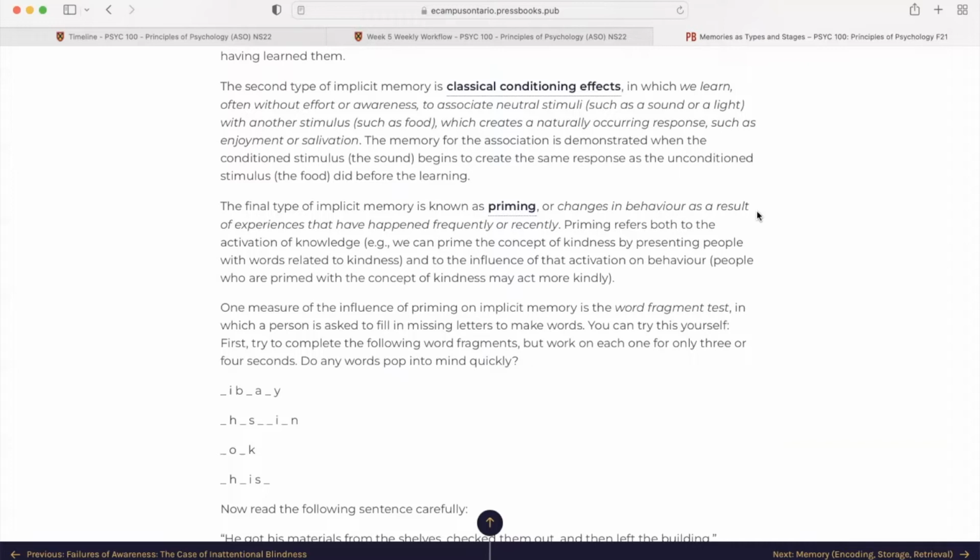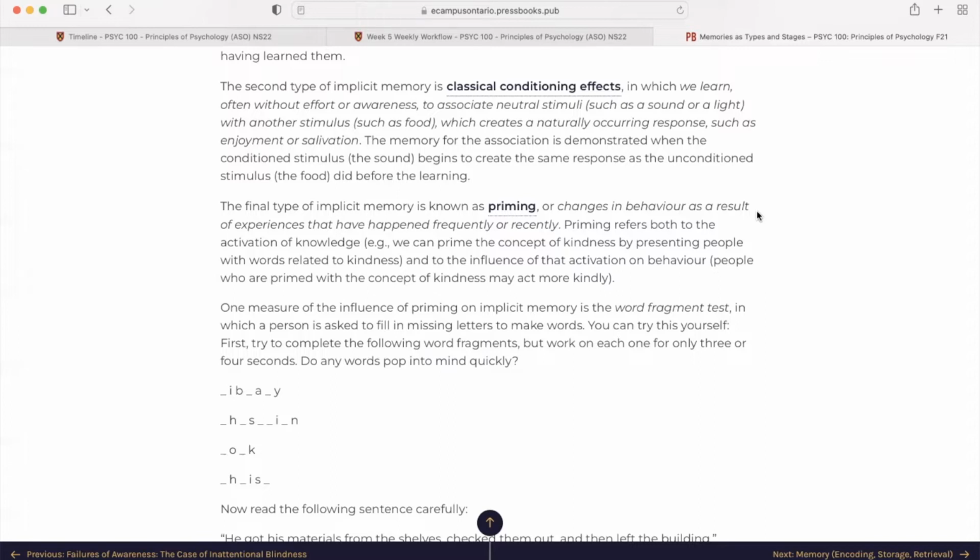The final type of implicit memory is known as priming, or changes in behavior as a result of experiences that have happened frequently or recently. Priming refers both to the activation of knowledge, for example, we can prime the concept of kindness by presenting people with words related to kindness, and to the influence of that activation on behavior. People who are primed with the concept of kindness may act more kindly.